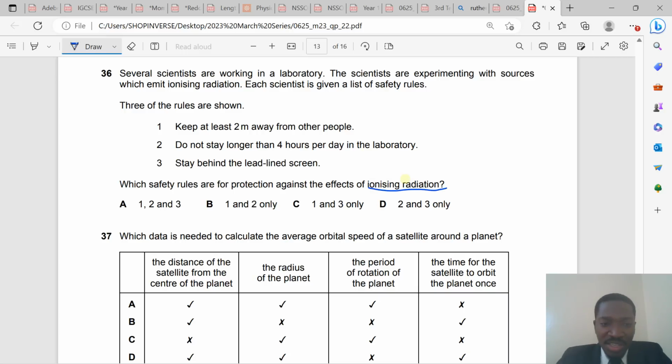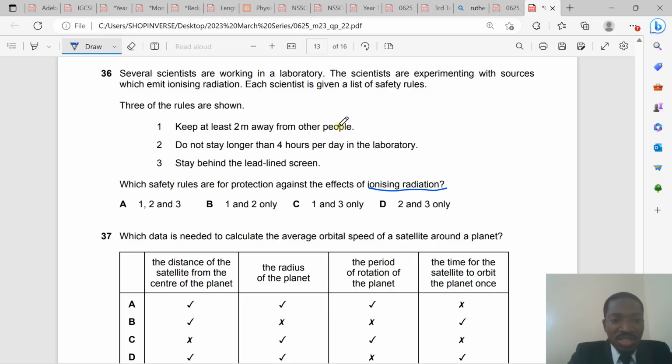Where do you have ionizing radiation? Stay behind the lead-lined screen. Yes, because they want the lead to protect you from the ionizing radiation. Also, do not stay longer than 4 hours per day in the laboratory. Yes, because it's in the laboratory that we have the radioactive materials. Then keep at least 2 meters away from other people. Of course, this is not to keep you from ionizing radiation, because the people are not emitting the radiation. It is the radioactive materials that are emitting the radiation.